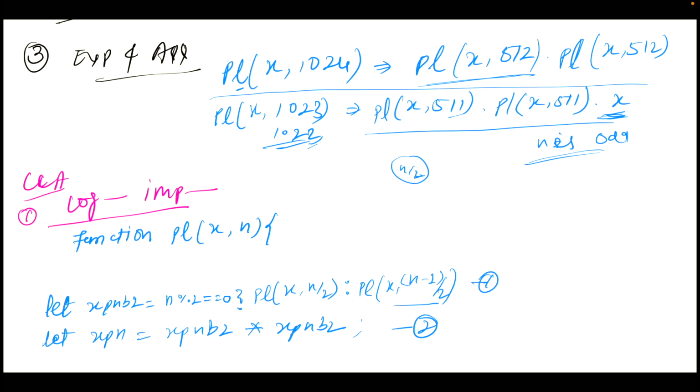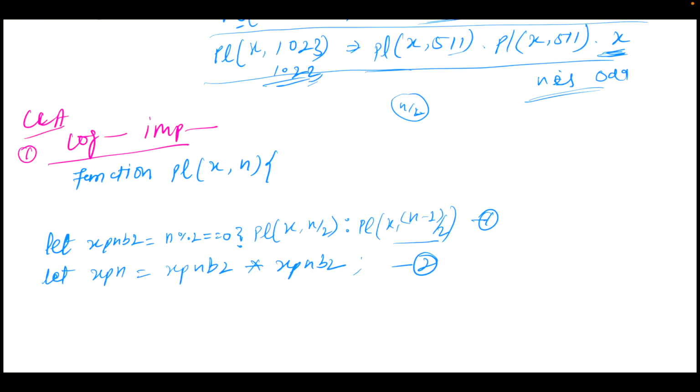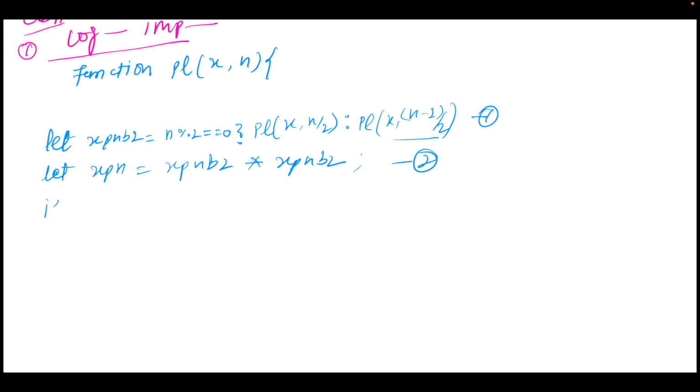Even when n is odd, we have to write one more step: if n modulus 2 equals 1, then it will return x to the power n equals x to the power n multiplied by x. So here we have to multiply an extra x inside x to the power n. Okay, and now we will return x to the power n.